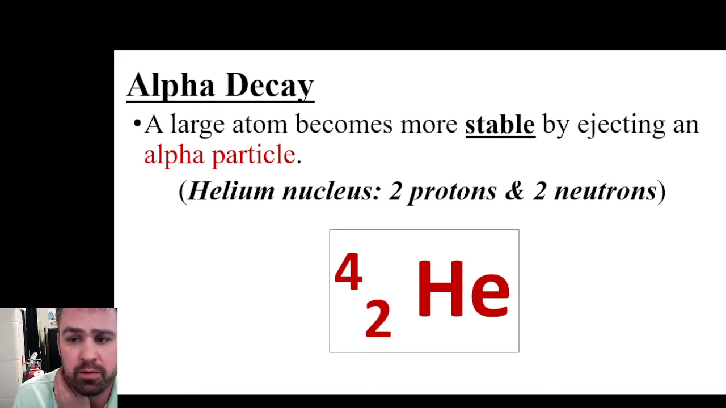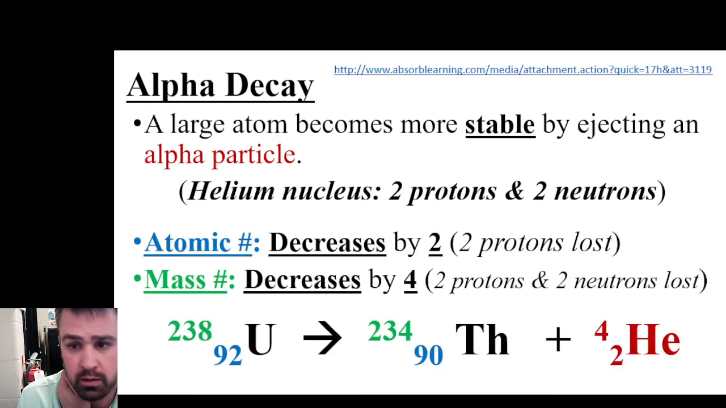Okay, so anytime you're getting rid of or you're decaying off of a helium, that means that's going to be correlated with an alpha decay. A large atom becomes more stable by ejecting an alpha particle, which is just a helium element or isotope. 2 protons and 2 neutrons to get a mass of 4. Okay. So the big part of this section is you're going to have to be able to read these nuclear equations. Okay, and they look a lot harder than what they are.